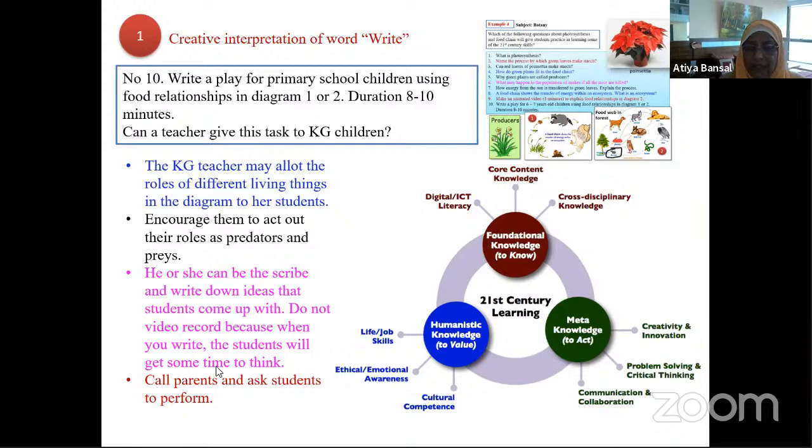After you give them a few rehearsals, you can call parents and ask the students to perform. And such a simple lesson teaching about the food web becomes so interesting. And again, it is packed with skills, including 21st century skills and much, much more.